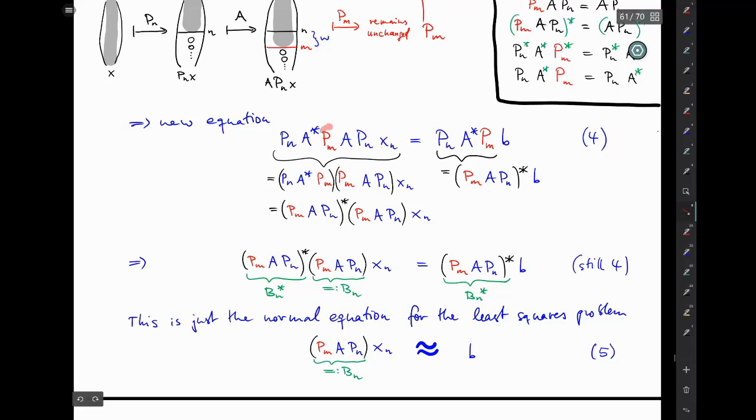Just like here, where we replaced Pm by Pm squared, we could replace this Pm here by Pm squared, hence getting another Pm in here, and then here, and finally here.